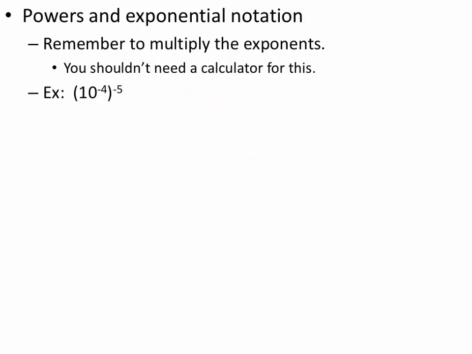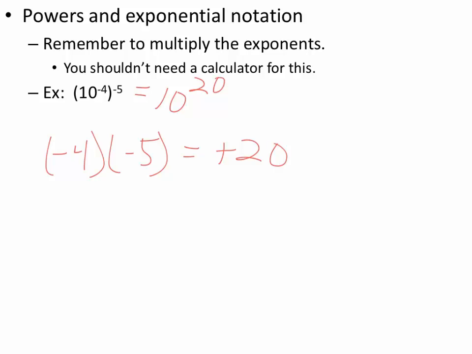Let's look at one more example. In this case we have 10 to the negative 4 raised to the negative 5 power. So again, we're still going to multiply our exponents. So we have negative 4, now multiplied by negative 5. And remember, a negative times a negative gives us a positive. So now we have plus 20. And that means that our result here is 10 raised to the plus 20. So again, here we have a very large number.